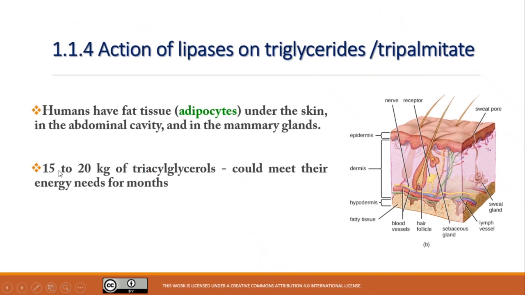Human beings can store more than 20 kgs of triacylglycerols. If you take a moderately obese person who is having around 15 to 20 kilograms of triacylglycerols, these people can meet their energy needs for months. It means that this person, if they go without eating for a month, they can easily survive.